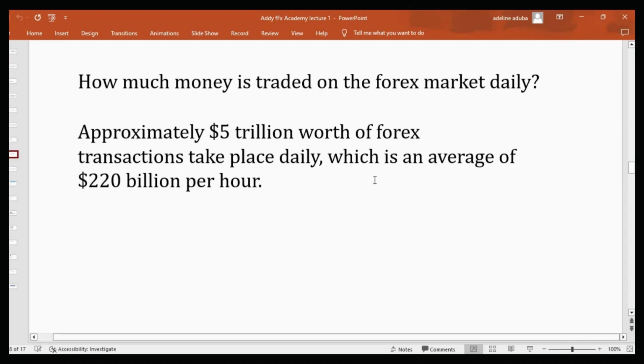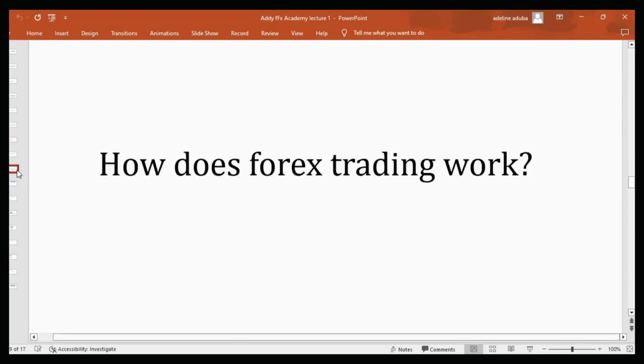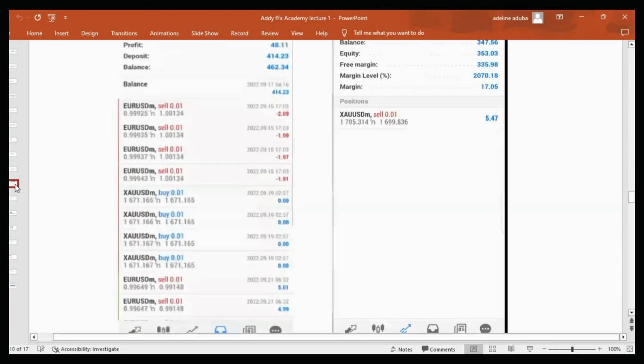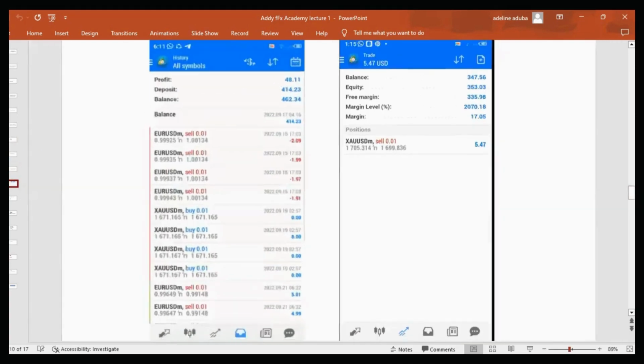And that is an average of $222 billion per hour. Also, how does Forex trading work? So this is how it works. I'll show you a chart. Okay, let me see if I can reduce this, please.